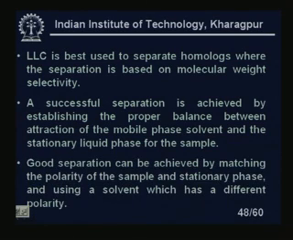Good separation can be achieved by matching the polarity of the sample and the stationary phase and using a solvent which has a different polarity.